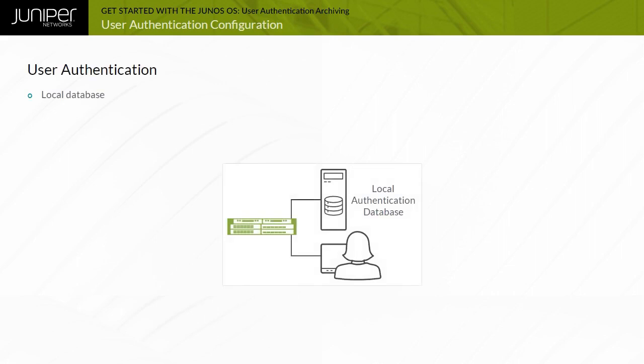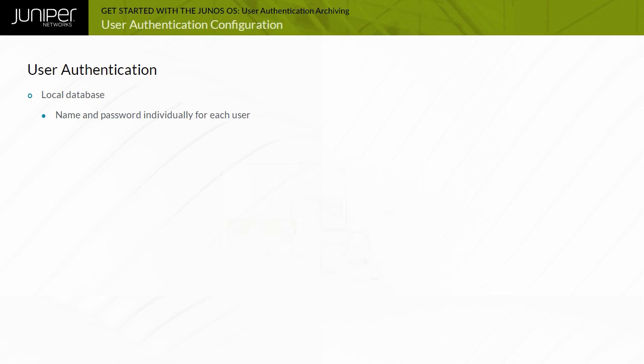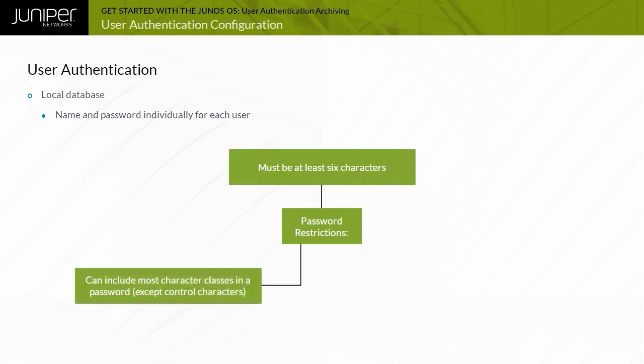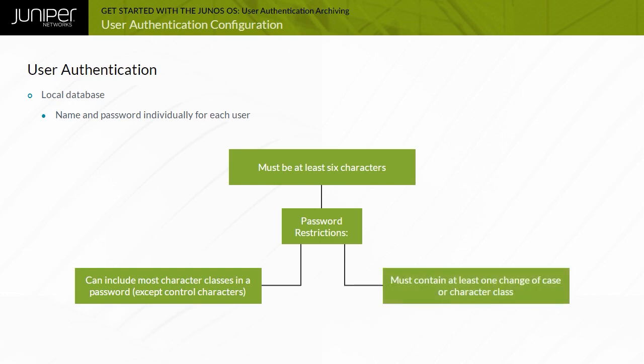With local password authentication, you can configure usernames and passwords individually for each user to log into a device running the Junos OS. Junos OS enforces password restrictions, such as the password must be at least 6 characters. You can include most character classes in a password, such as alphabetic, numeric, and special characters, except control characters. And passwords must contain at least one change of case or character class.